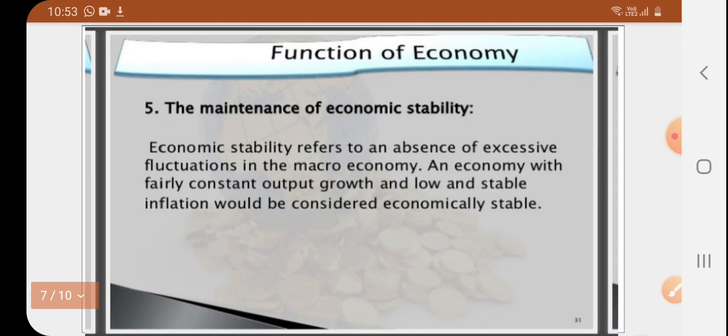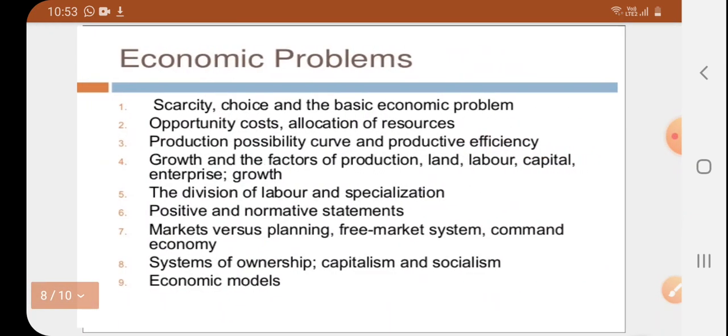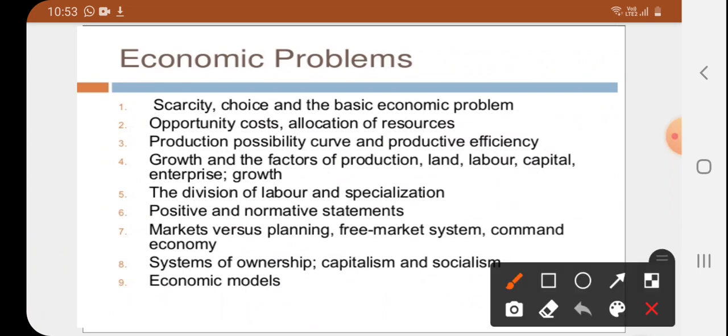Okay, so these were the functions of economy. Now let's see some of the problems which come up in an economy. First, scarcity, choice and basic economic problem. The problem related to scarcity and choice of resources, opportunity cost, allocation of resources, production possibility curve PPC, and productive efficiency. These also are problems of economy. Then growth and the factors of production: land, labor, capital, enterprise. These all become part of economic problems.